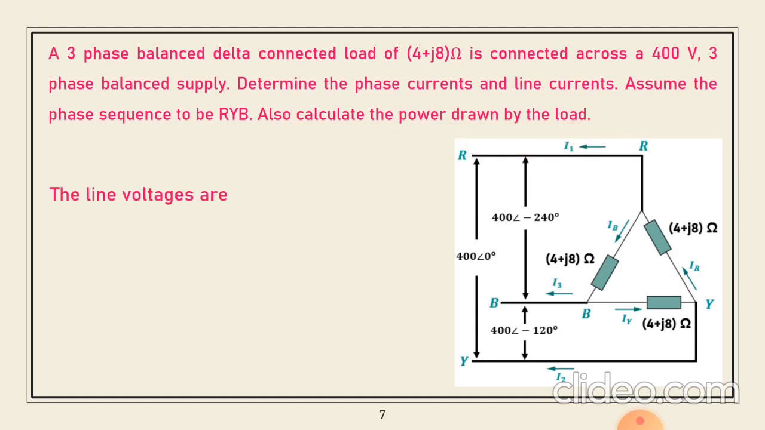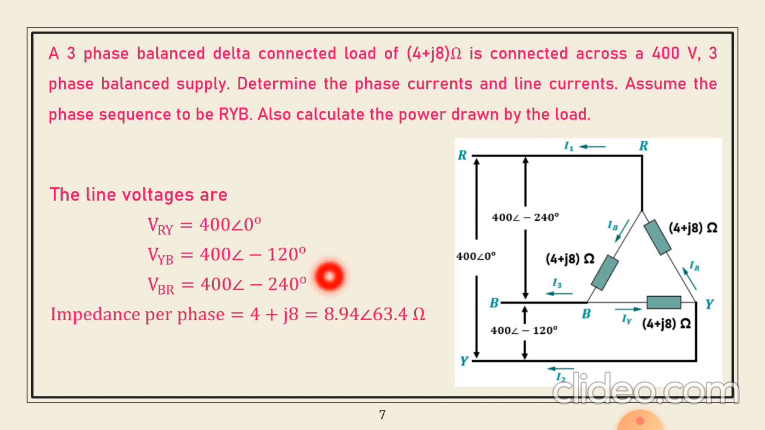So let us write the line voltages first. From the given 400 volts we will write three voltages: 400 at an angle 0, minus 120 and minus 240. The impedance per phase is given in rectangular form. Convert that into polar form. We have already discussed how to convert rectangular form to polar form using calculators.